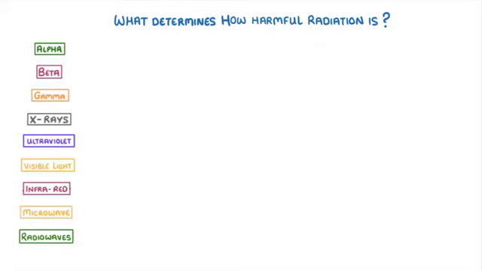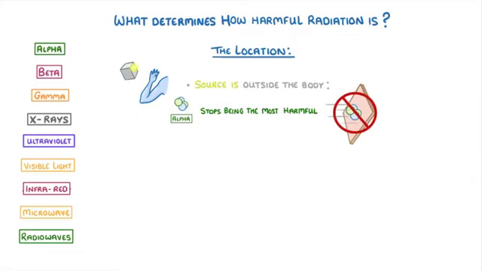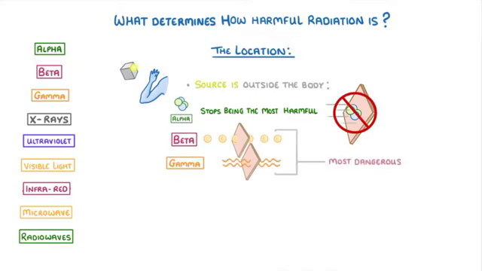If we arrange them all in one long list, from the most harmful to the least harmful, then it would look like this, with alpha being the most harmful, and radio waves not being harmful at all. However, the order of this list changes depending on the location of the source. If the source is outside the body, then alpha stops being the most harmful, because it gets stopped by a short distance of air, and can't penetrate the skin. Beta and gamma radiation, on the other hand, can penetrate the skin, and so for external sources, these two are by far the most dangerous.